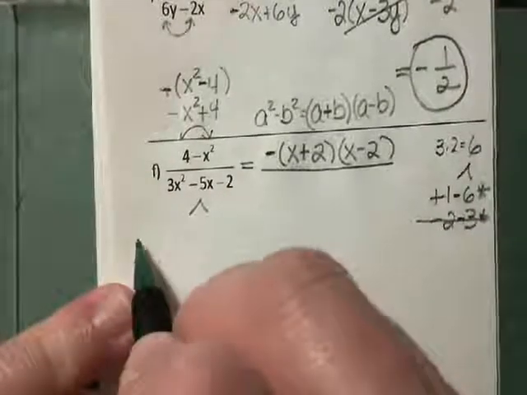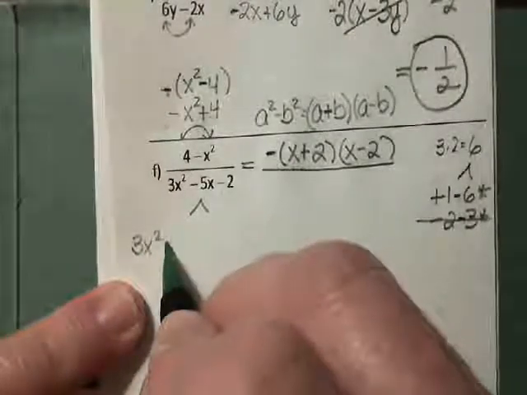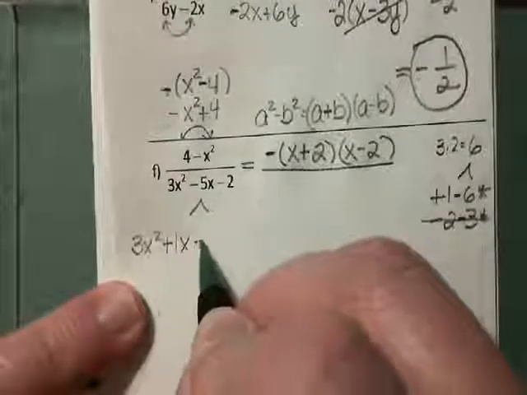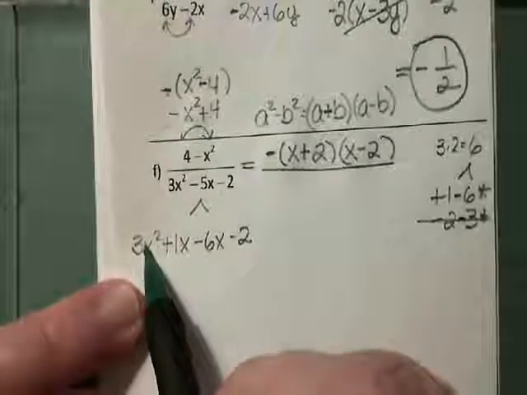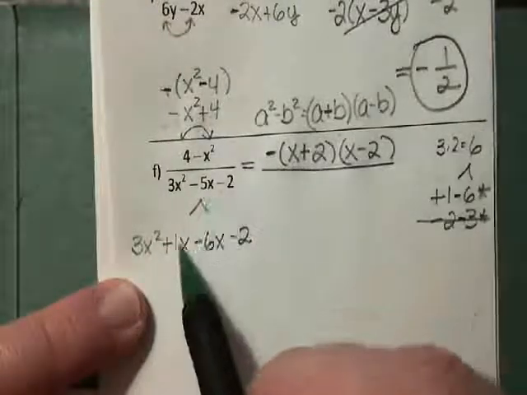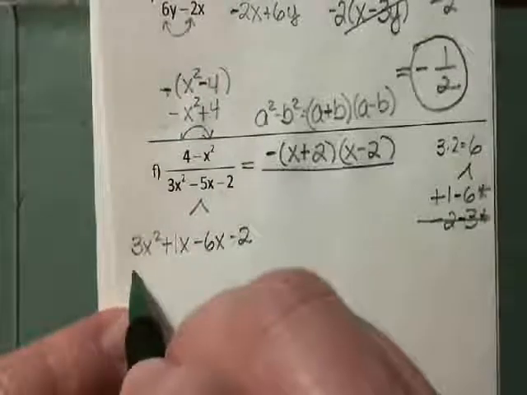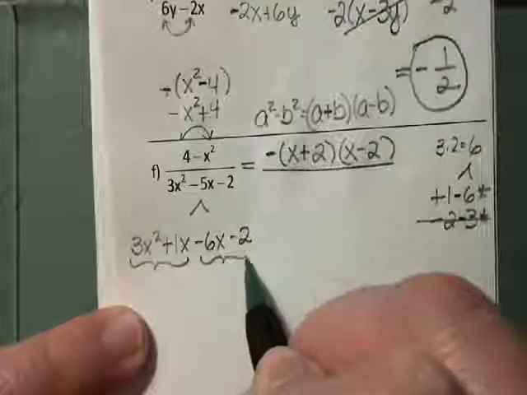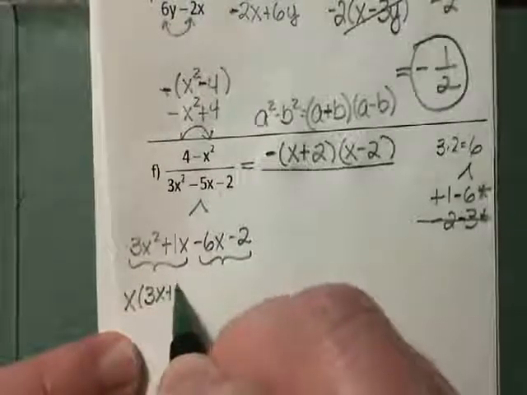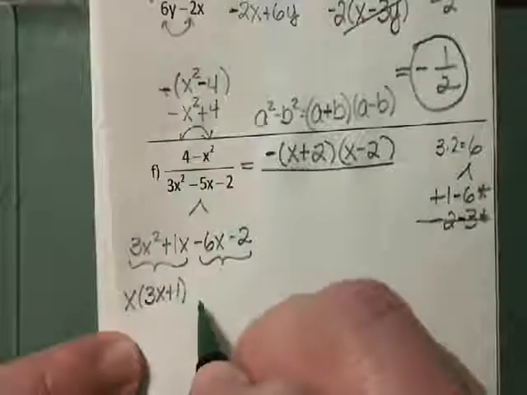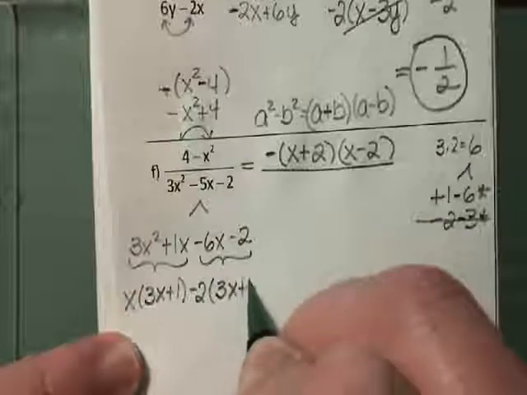So I'm going to come over here and break this down. So it'll be 3x squared plus 1x minus 6x minus 2. So basically, I brought this guy down, broke this negative 5 as positive 1x minus 6x, and brought down the negative 2. Now I'm going to factor by grouping. So this would be x, this would be 3x plus 1. What one number goes into 6 and 2? Well, 2. So this becomes 3x plus 1.